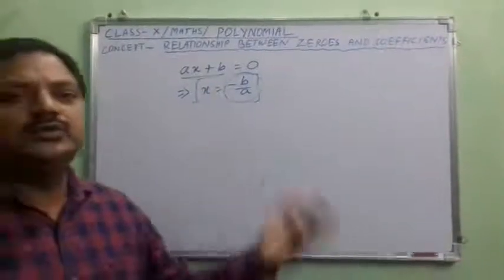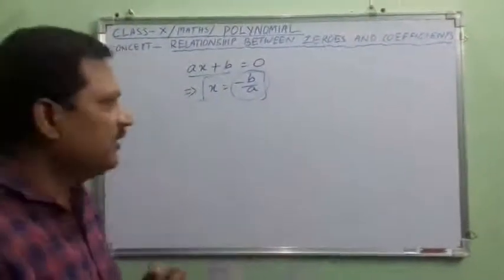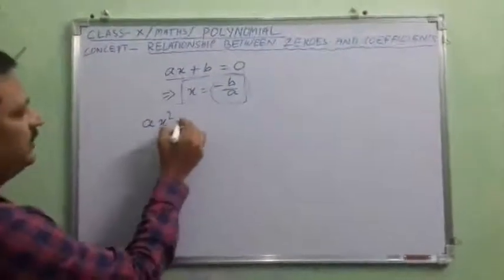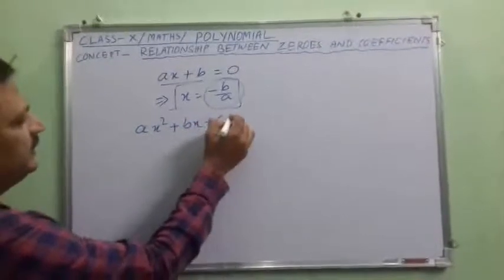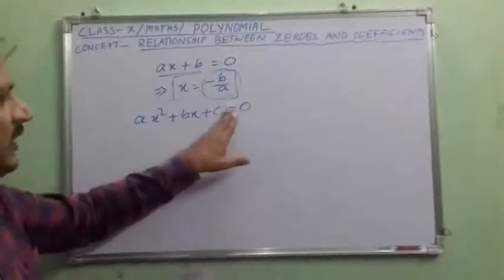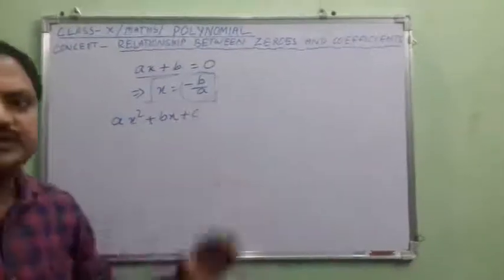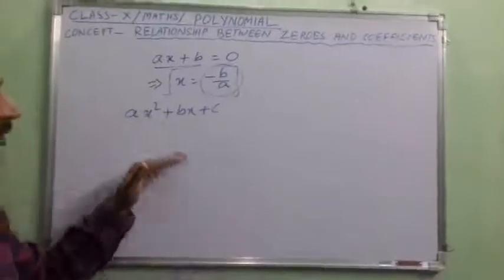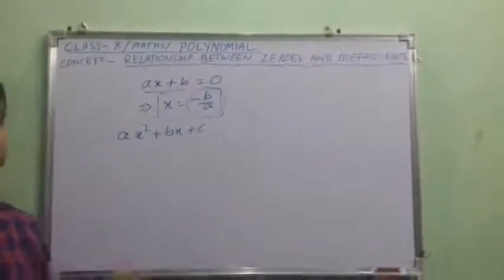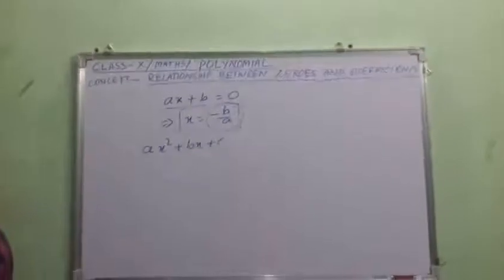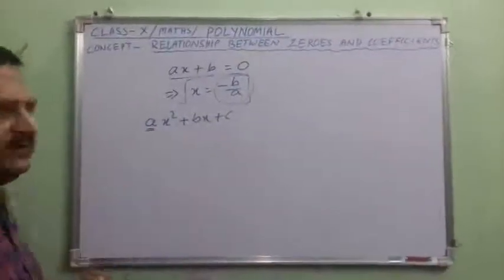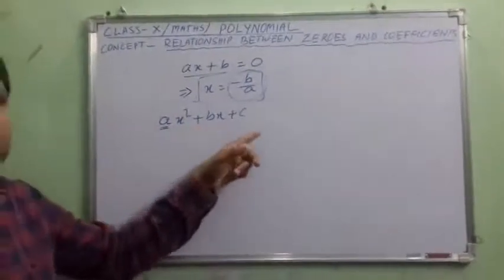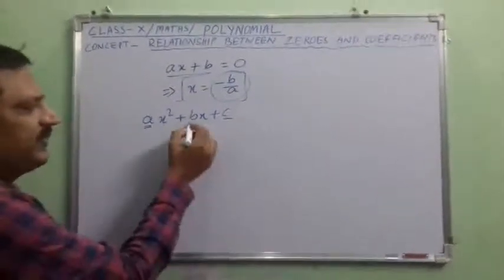Now let's move to the quadratic polynomial. The general form of a quadratic polynomial is ax square plus bx plus c. Now, what is the relationship between its zeros and coefficients? You know the coefficient of x square is a, the coefficient of x is b, and the constant term is c, right?